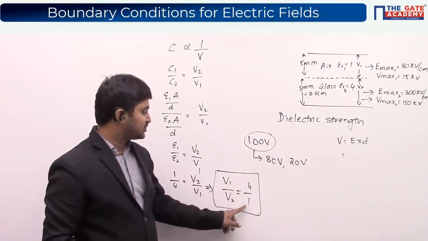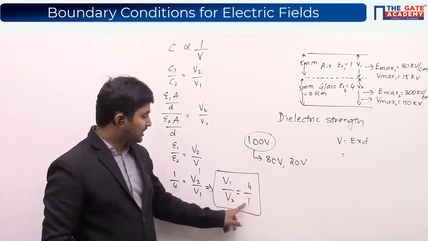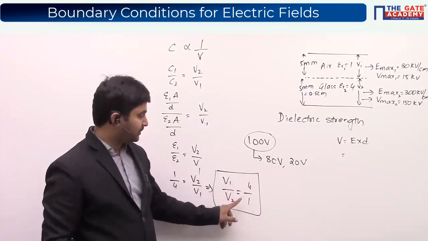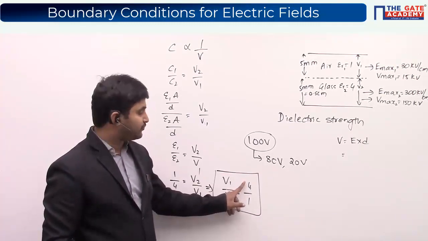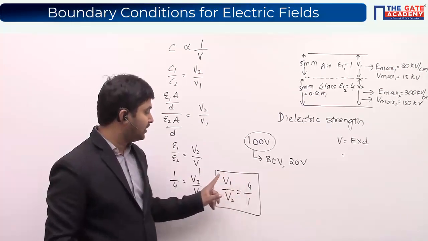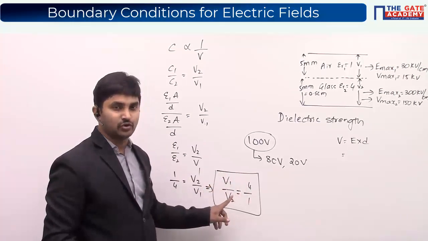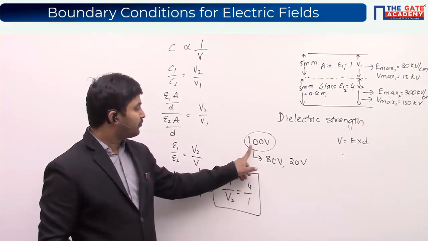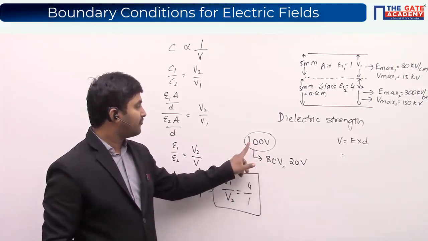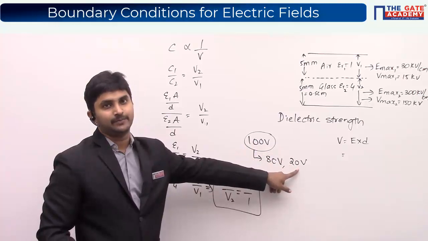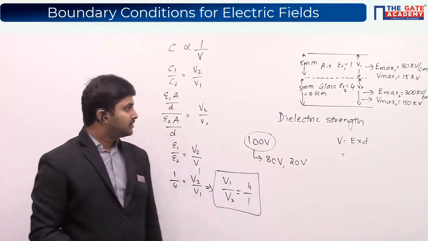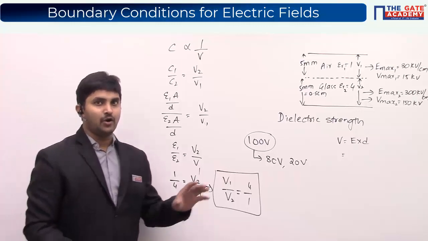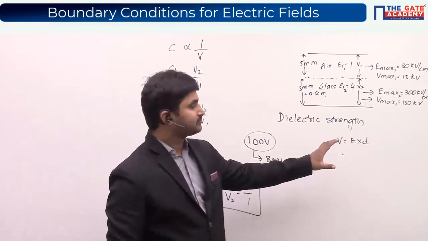If I am taking the ratio of 4:1, totally it is going to be 5 units, 4 plus 1. Out of which 4/5 is going to move into the air and 1/5 is going to move into the glass. So that is why 4/5 of this is nothing but 80, and 1/5 of this is nothing but 20. Clear? Now please tell me how to approach this particular problem.